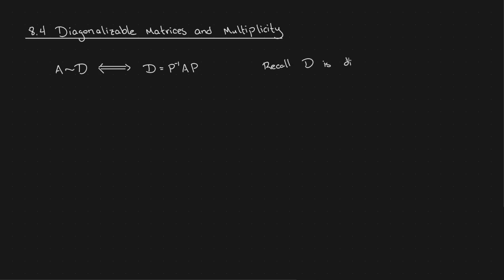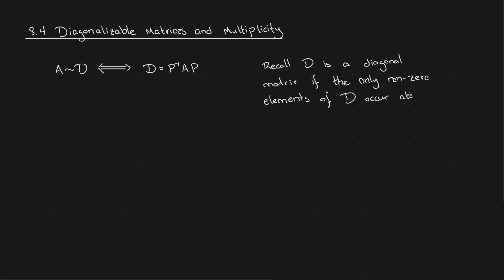recall D is a diagonal matrix if the only non-zero elements of D occur along its main diagonal. Anywhere except its main diagonal, the elements are only zero.